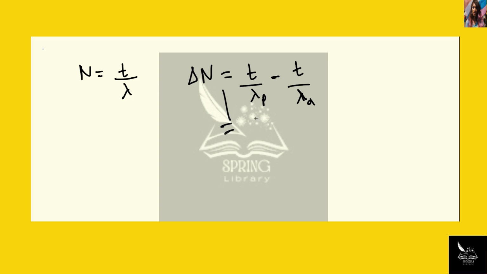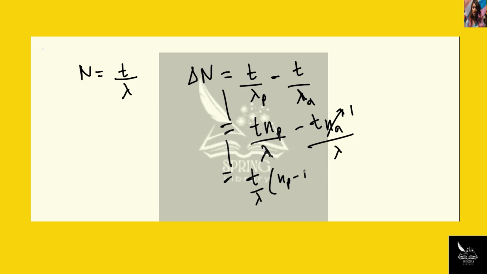So writing them down in terms of a common wavelength that we have, this is thickness times refractive index of plastic, small n sub p, over wavelength lambda, minus thickness times refractive index of air, which is actually just 1, over wavelength. And so this is T over lambda times n_p minus 1.